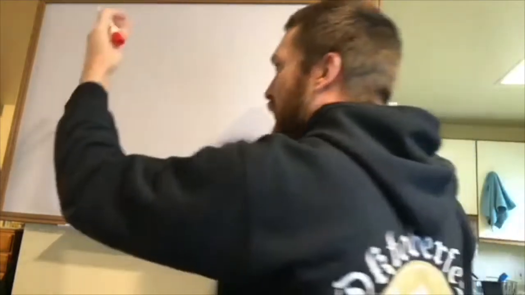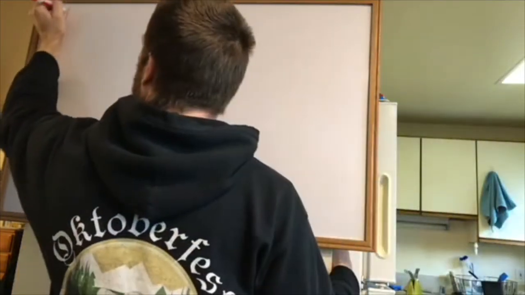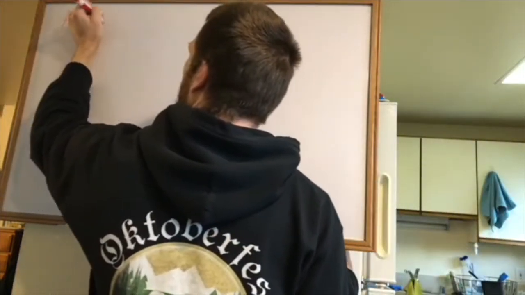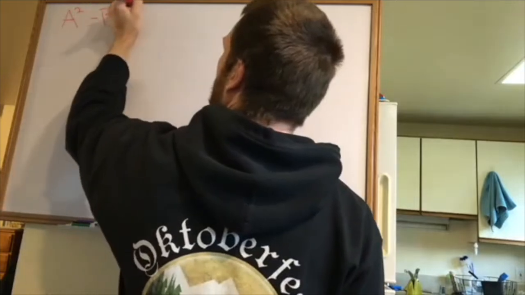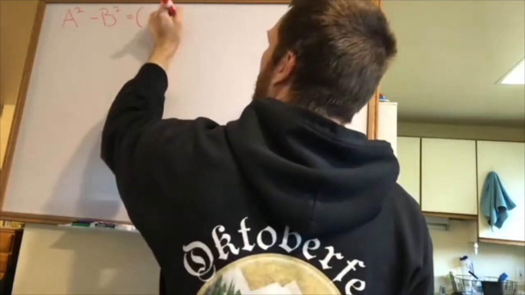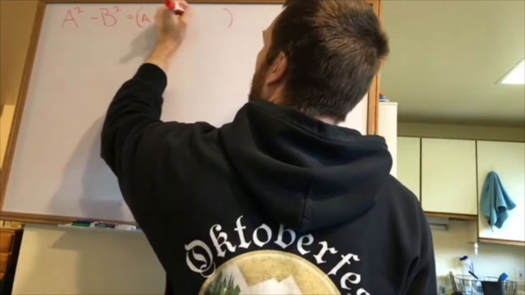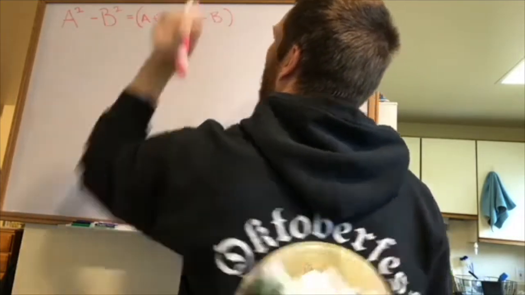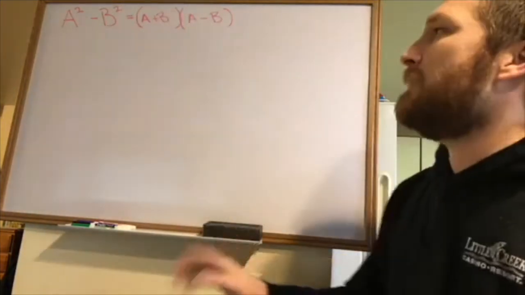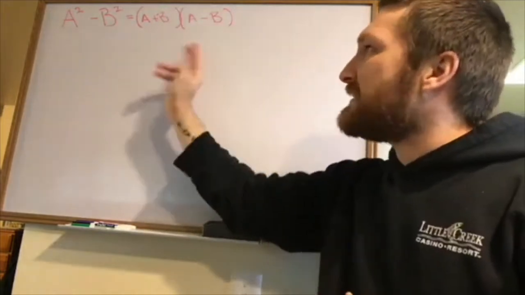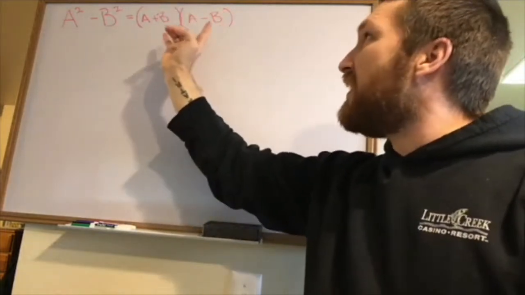We have, and we saw this last time, the difference of two squares. A squared minus b squared is equal to a plus b and a minus b. We talked about that last time. If you first, outer, inner, last that guy, you can verify that this does work out to that.